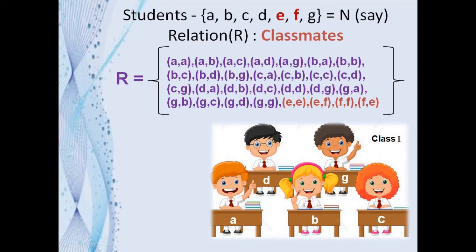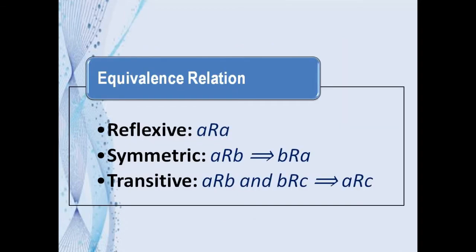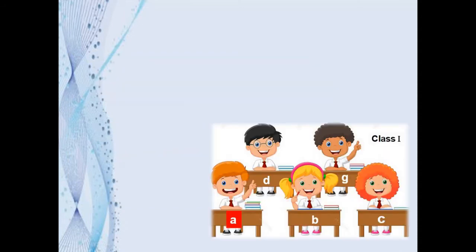And we know that each member in R is also a member of the Cartesian product N cross N, because R is a subset of N cross N. Now we're going to study some special relations. The first one is the equivalence relation. A relation is an equivalence relation if the relation defined on a set S satisfies some properties such as reflexive, symmetric and transitive. Now we're going to study these properties one by one using the previous example.